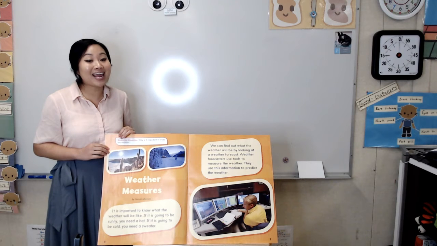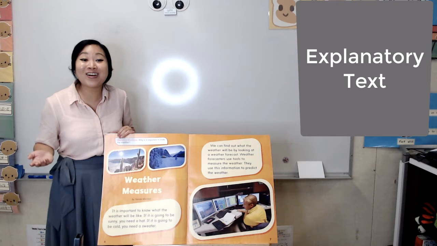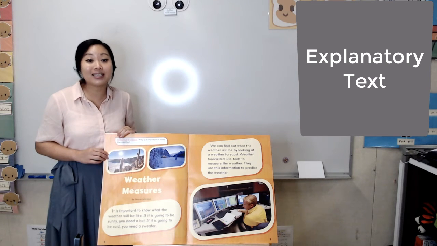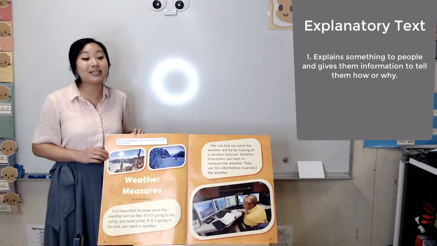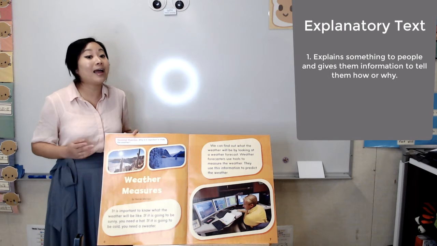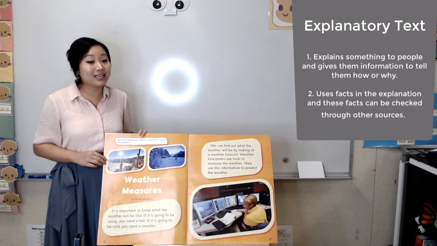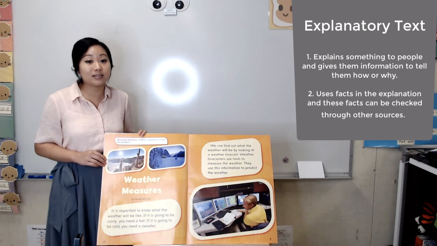Our story today is an explanatory text, just like our story yesterday. Remember, an explanatory text is made up of some different parts. An explanatory text explains something to people and gives them information to tell how or why. It also uses facts in the explanation, and these facts can be checked through other sources.